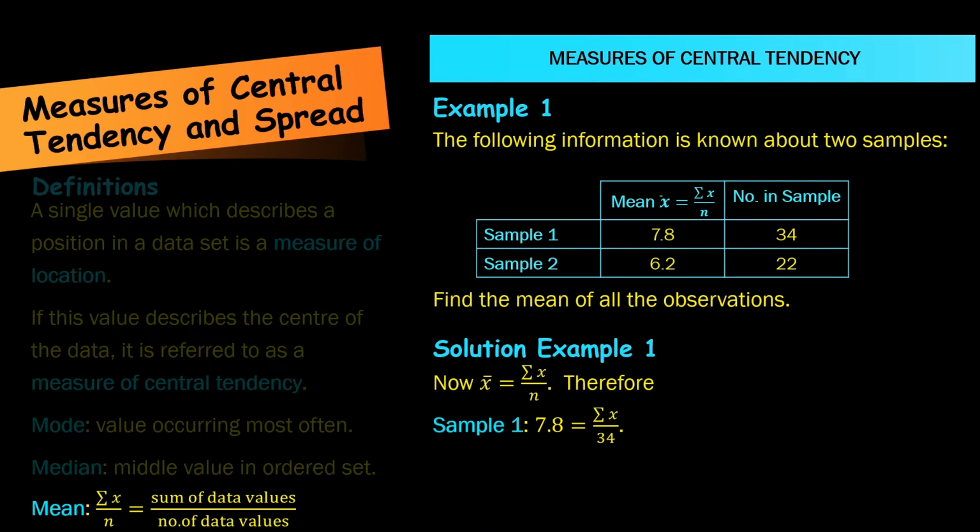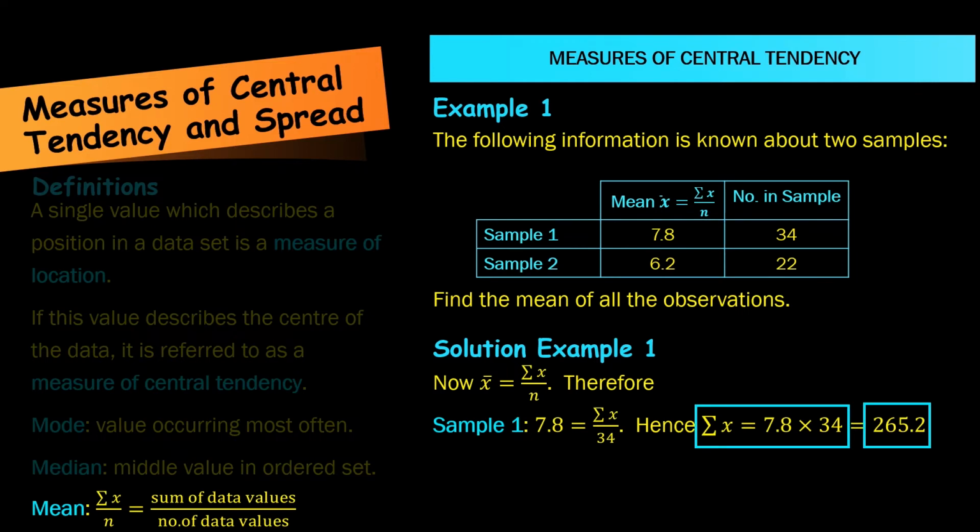For sample 1, 7.8 is the mean, and this equals sum x over 34, according to our formula. So therefore, sum x is equal to 7.8 times 34, which is equal to 265.2.